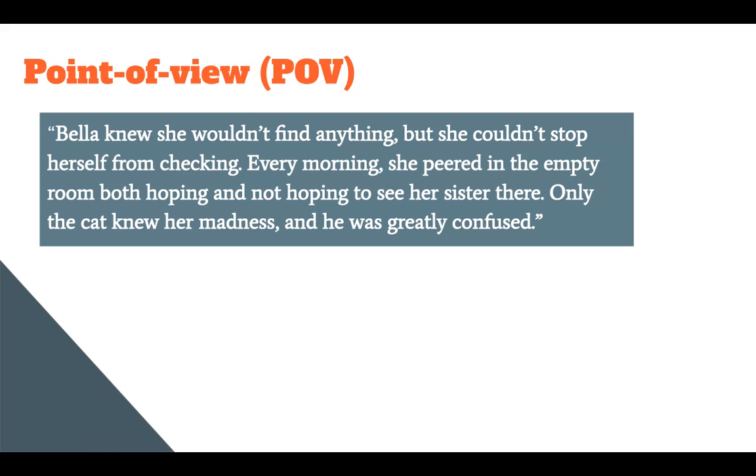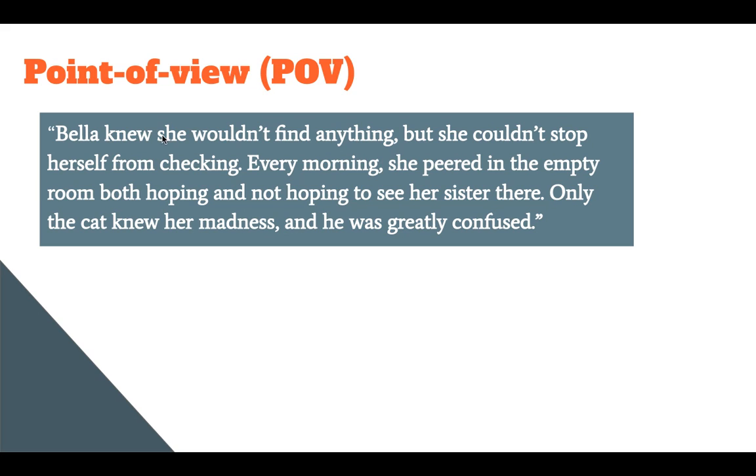Okay, so we're going to look at some sample passages and see if we can figure out which type of point of view it is. So, first passage: Bella knew she wouldn't find anything, but she couldn't stop herself from checking. Every morning she peered in the empty room, both hoping and not hoping to see her sister there. Only the cat knew her madness, and he was greatly confused.